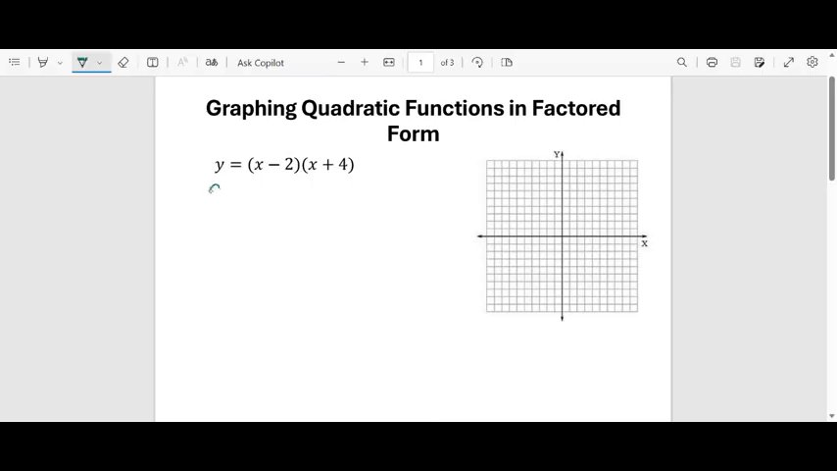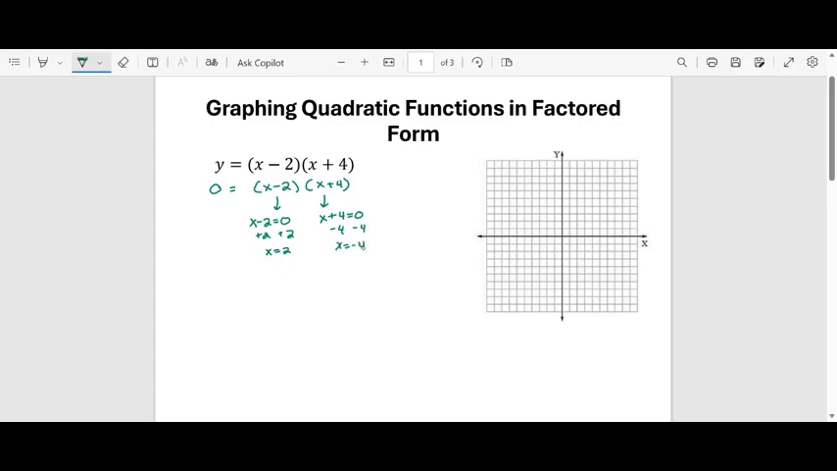So I can make y equal to 0, again because I'm trying to find my x-intercepts, and I'll have 0 equals (x minus 2)(x plus 4). Given the zero product property, we can make each of these equal to 0. So we can say x minus 2 equals 0 and x plus 4 equals 0. And to solve them, we will get x equals 2 and x equals negative 4.